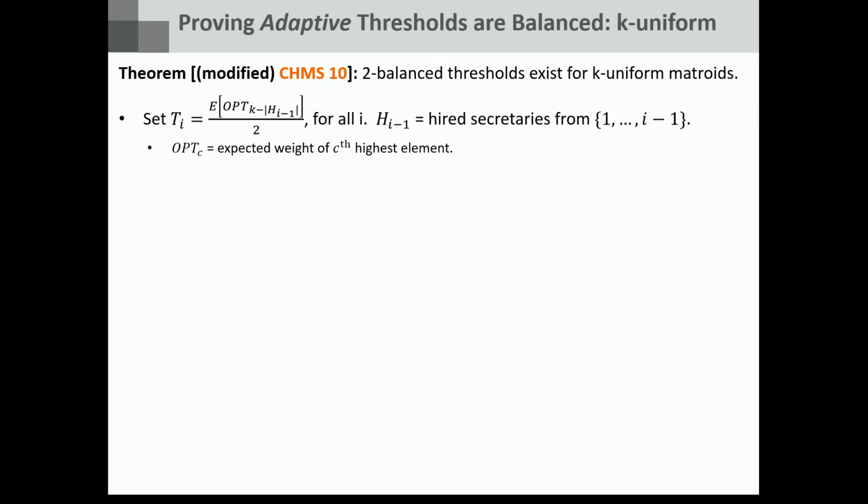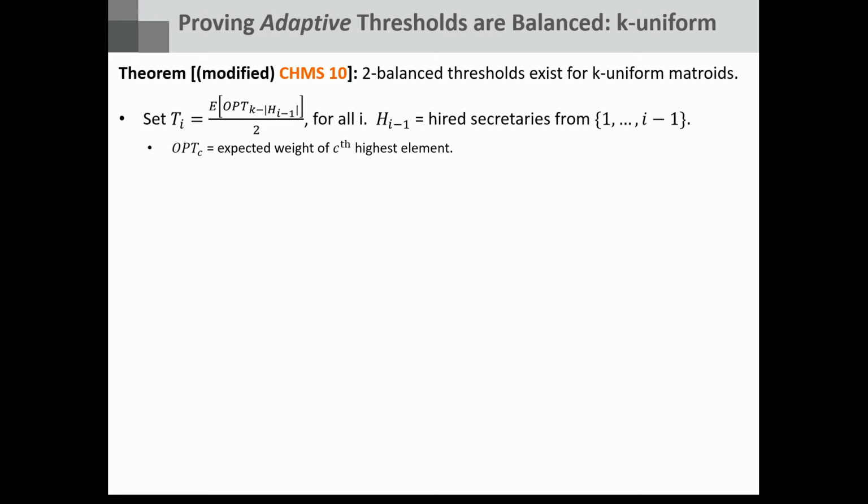Here's one way to set adaptive thresholds. Let me parse this first. This opt sub c is going to denote the expected weight of the cth highest element. So opt sub 1 is the expected max weight element, opt sub 2 is the expected second highest, etc. And I'll use h sub i minus 1 as the set of secretaries that you hired from the first i minus 1.